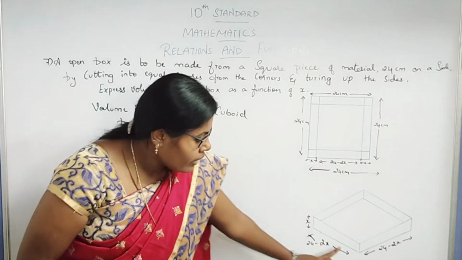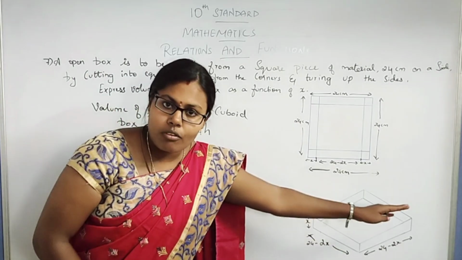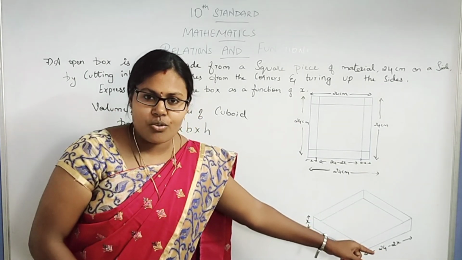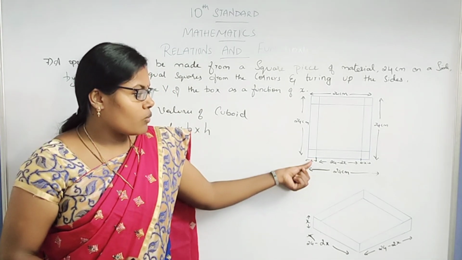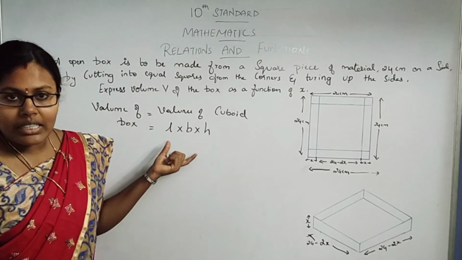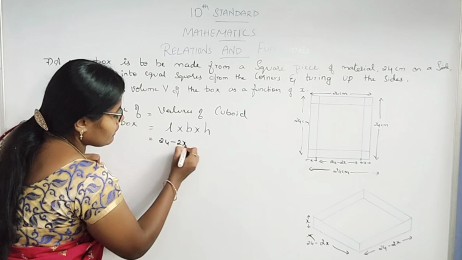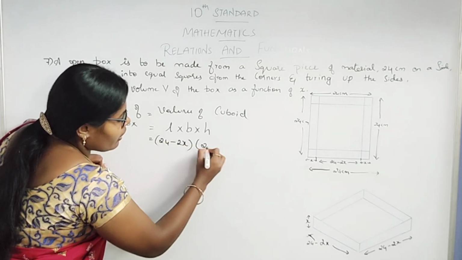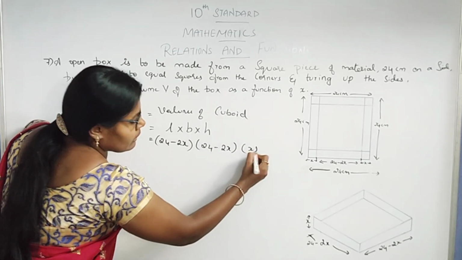So this is your breadth. So breadth is 24 minus 2x. What is the length of the box? That is also 24 minus 2x. And the height will be x. Okay. So this is your height, x. So we'll substitute that here. So length is 24 minus 2x, and breadth is 24 minus 2x, and height is x.